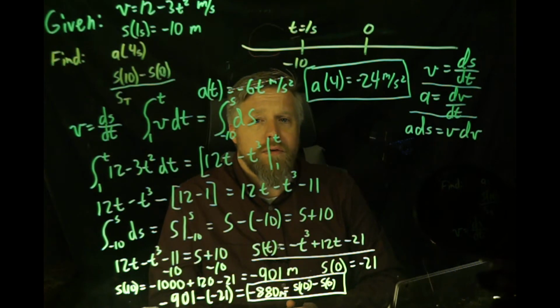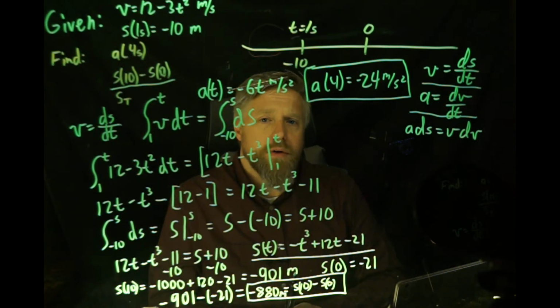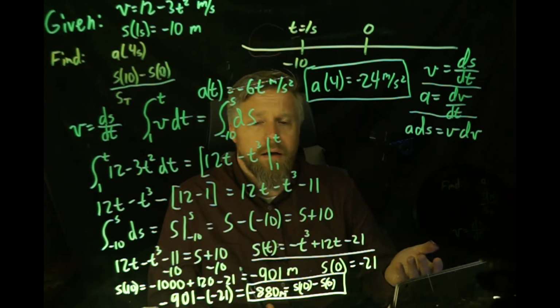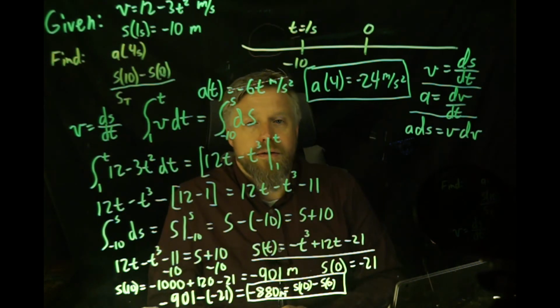For example, if you were to drive to the store and back, your total displacement would be 0. You left your house, you went to the store, you came back. Displacement was 0. Was your total distance traveled 0? Well, no, it would be twice the distance to the store.